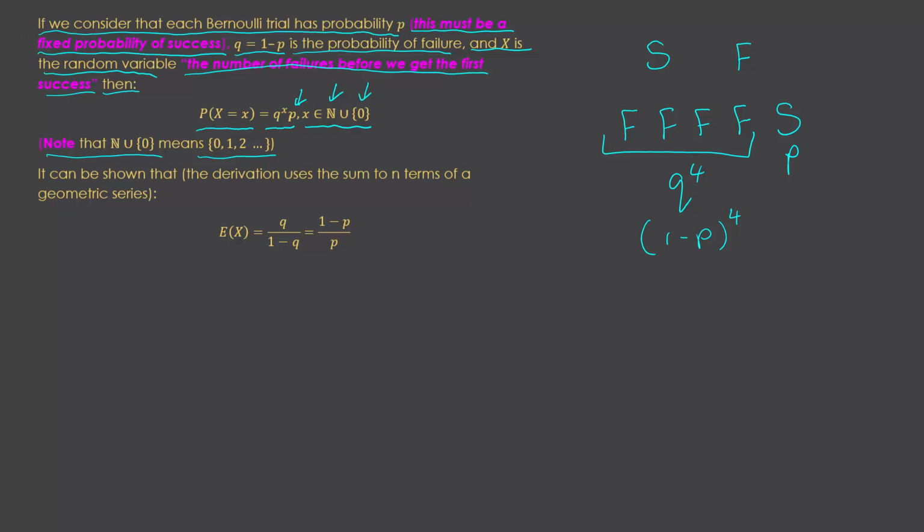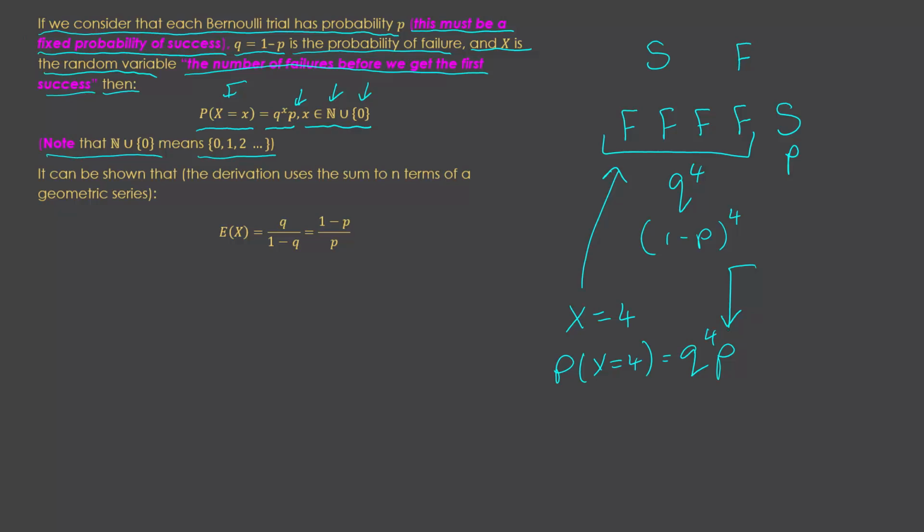So in actual fact here, we're considering X to be the number of failures. So if we look at this one here, we would be saying that X is equal to 4 because we had 4 failures and then we got the success. But the probability of X being 4 would be the Q to the 4 times P, because of course we don't terminate until we get that success.